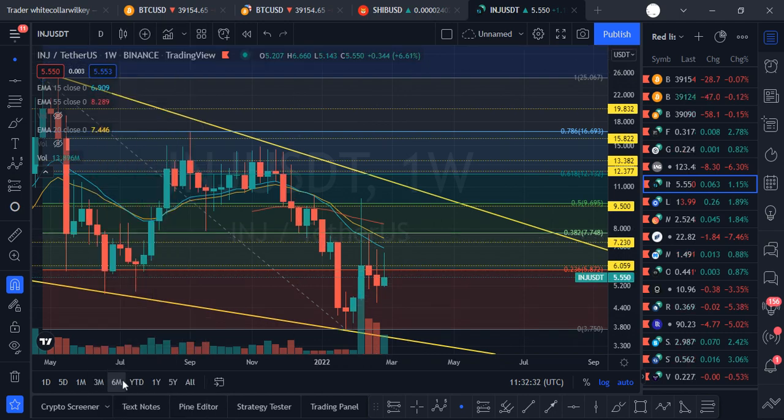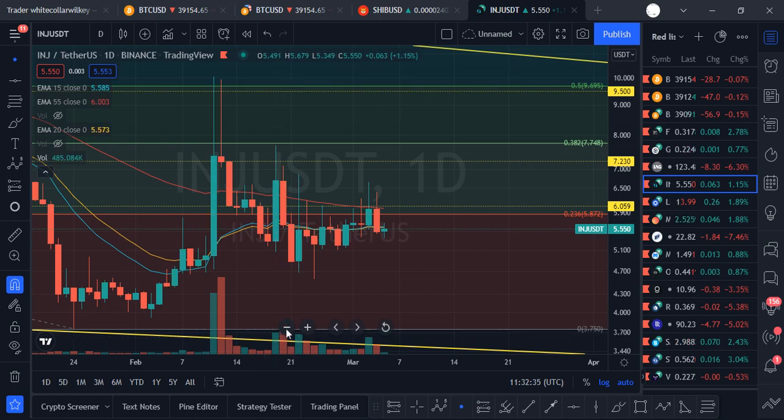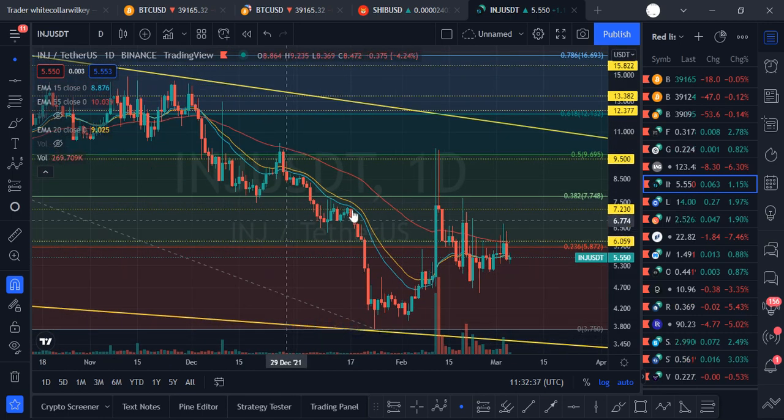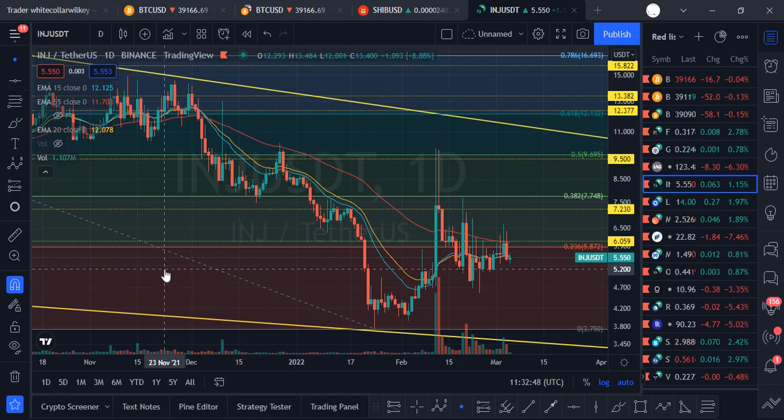Can't really see, so let's put it in the daily. Pop up on the daily chart, get some narrower time frames. Is that a W section on there? If it is, it's not a great one, is it? Big old wicks in the way.